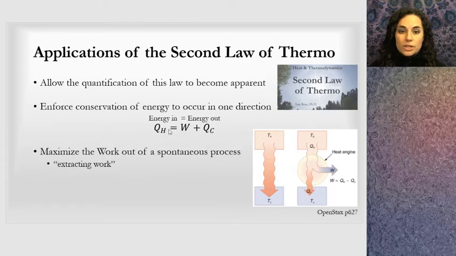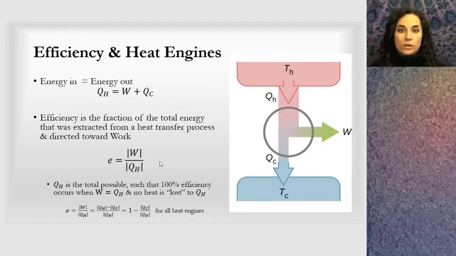This simple equation allows us to keep track of all of those types of energies, and the applications center around the maximization of the work. Therefore, when you look at the quantification of the second law, you will see efficiency going on. Efficiency is defined as the fraction of the total energy that was extracted from the heat transfer process and directed towards work. So you will see I have a different diagram, but it is similar in concept, and overall it represents the same process. And what we're doing is we're keeping track of QH, the work, and QC.